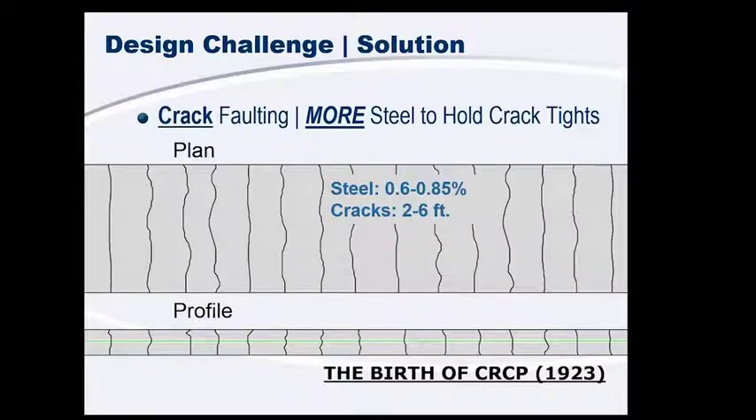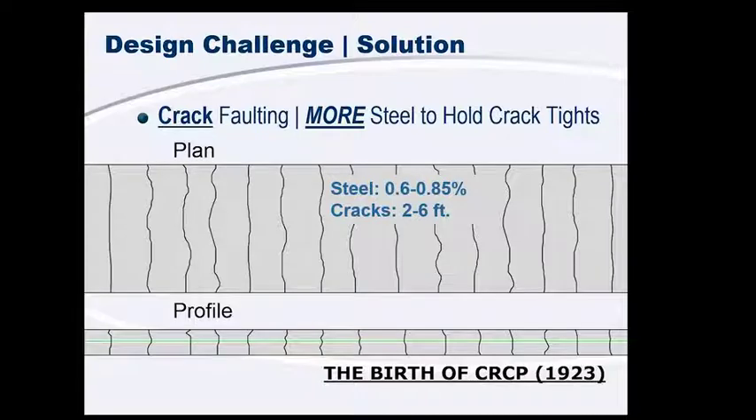So we increased from about 0.25% steel for our jointed reinforced case all the way up to 0.75% steel by area. And so this was the beginning of continuously reinforced concrete pavement, and this was in the early 1920s. Now the increased amount of steel actually significantly increases that restraint that we talked about earlier. If you remember, that restraint and the shrinkage is what results in cracking.